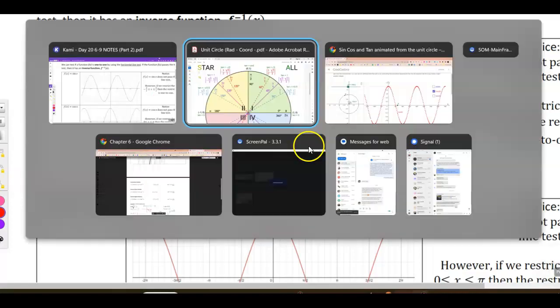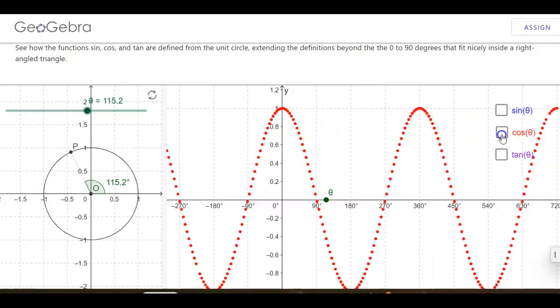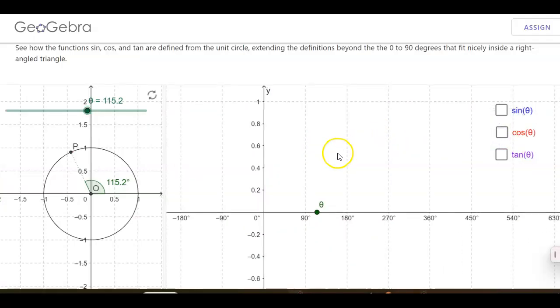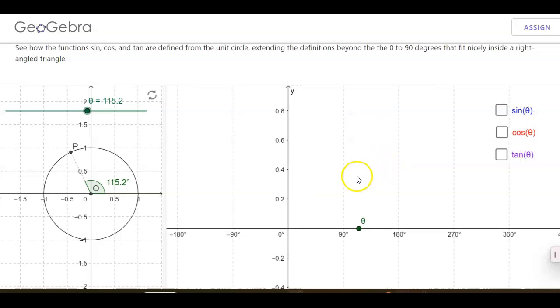Okay? Now, tangent is a whole other thing. Because that's basically asking, well, what's the slope, right? And we get some undefined slopes. When I get to 90 degrees or pi over 2, that's undefined. And when I get to negative pi over 2 or 3 pi over 2, that's also undefined.